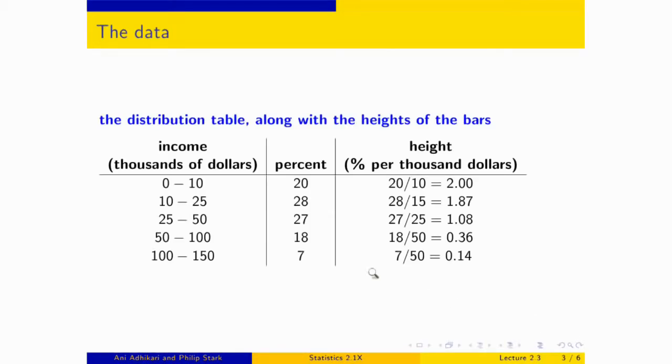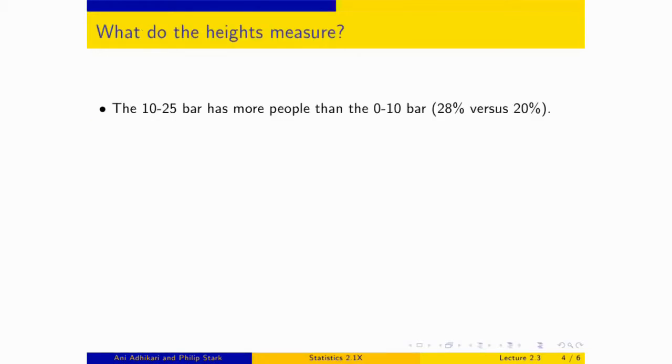Here's the table again, and here is confirmation of what we were seeing. The second bar has 28% of the people, the first bar has 20%, the second bar just has more people. Percents are represented by area, so it has bigger area. The first bar is taller, 2 versus 1.87. So in that case, what is height measuring? We know that the 10 to 25 bar has more people, but it is shorter. And what we've learned from this is what heights are not measuring.